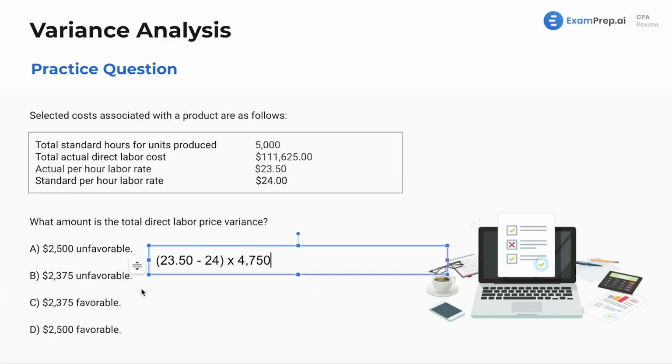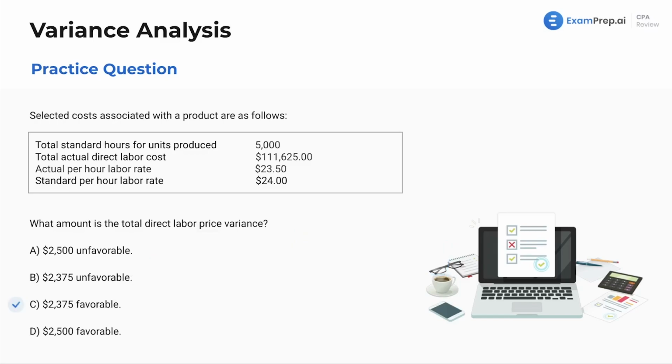Well, is it favorable or unfavorable? I'm going to say it will be favorable because it looks like our actual rate that we paid was cheaper than the standard or the budgeted rate. We get 50 cents here. 50 cents times 4,750 gets us to our final answer of letter C, $2,375 favorable. Looks like in this case we did well. Good for us as the company.